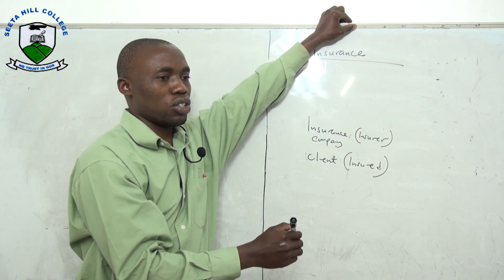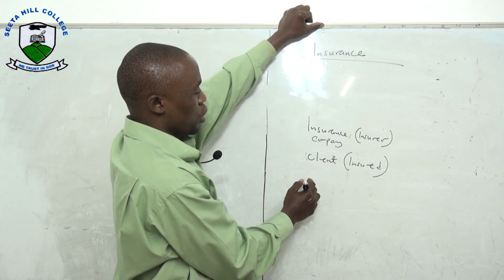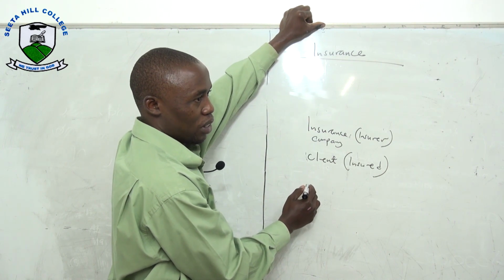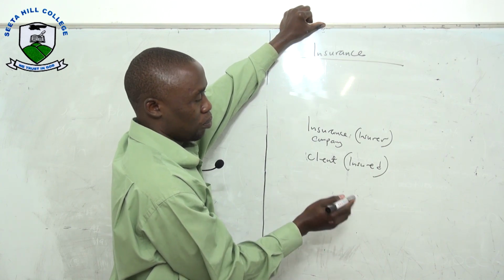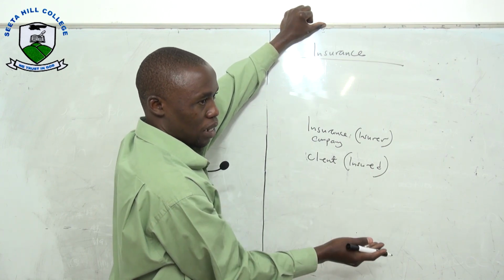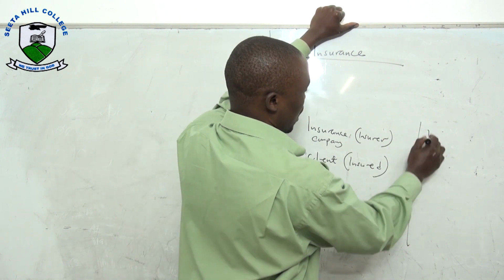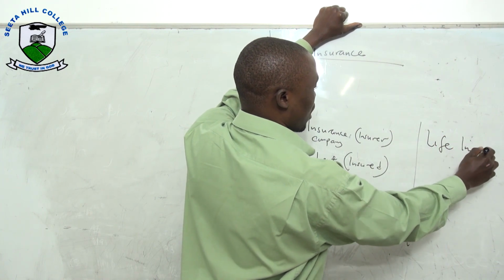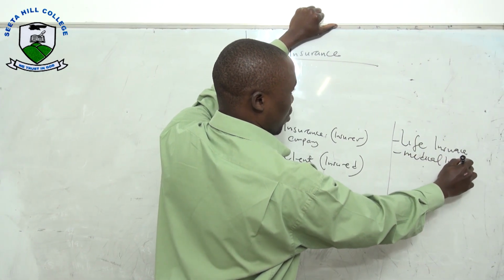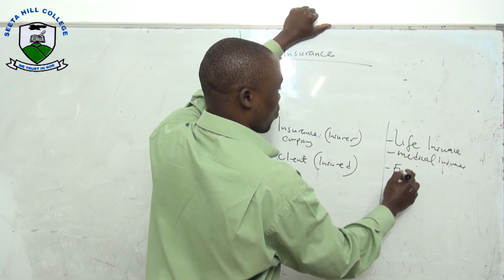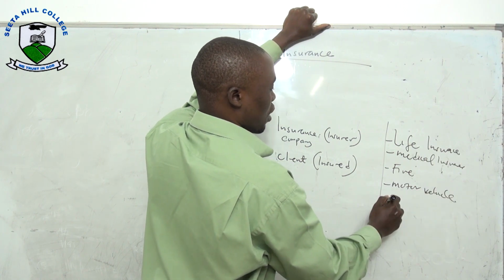Now, when an insurance company calls you, you sign an agreement with the company. That means you choose a company, maybe because they have many insurance types. Like there is life, medical, then there is fire, against fire. There is motor vehicle, then the other things.